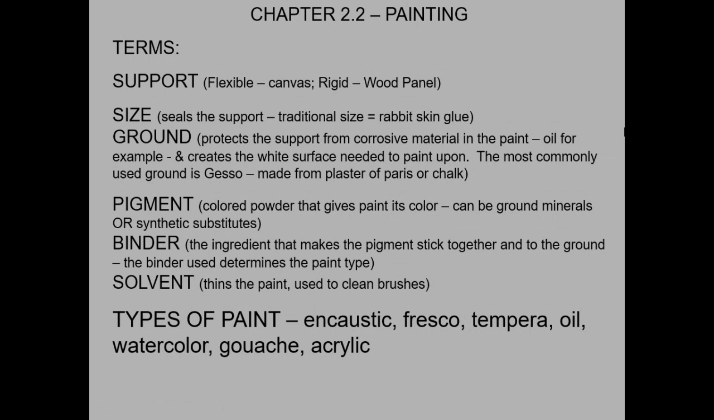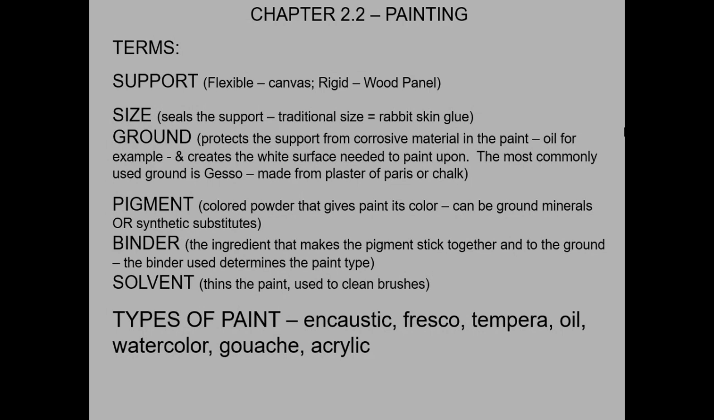Then we have terms including pigment, binder, and solvent. These are terms that relate to making the paint itself. And then we'll be looking at different types of paint. There are multiple different kinds of paints that are used by artists, and we're going to look at them pretty much in the order that they were developed and used historically. We'll start with one of the oldest forms, encaustic, we'll move to fresco, tempera, oil, watercolor, gouache, and we'll end with acrylic, the most contemporary, newest type of paint that's been developed.